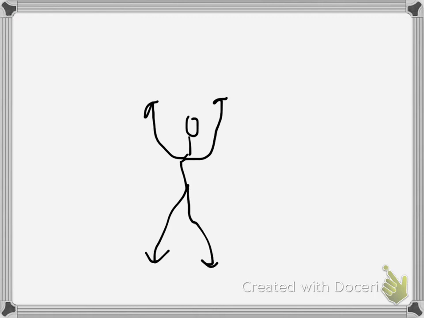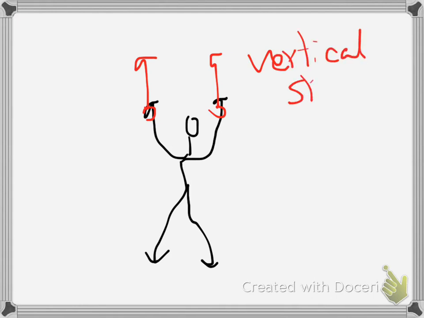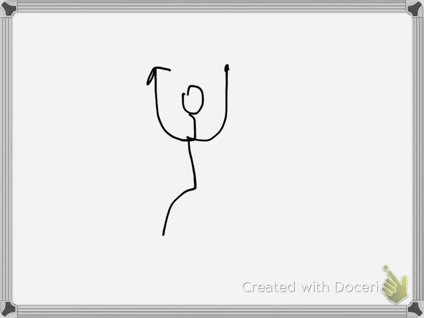So again, imagine you're standing and you have your arms above your head. If someone comes in and grabs your wrist and pulls them straight up, that's the vertical stretch. The compression, again, you have your arms up, and now someone comes in and they push your arms down. That's the vertical compression.